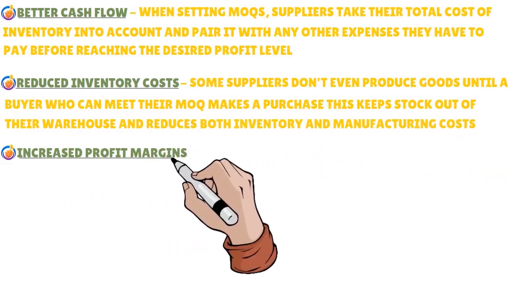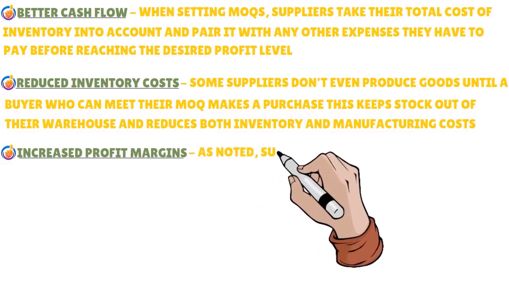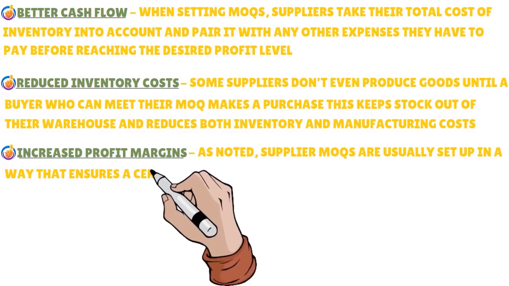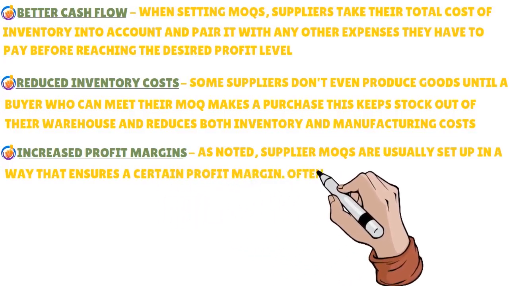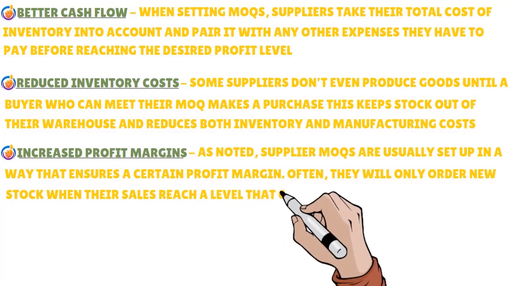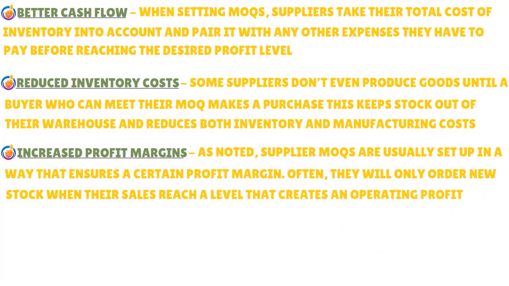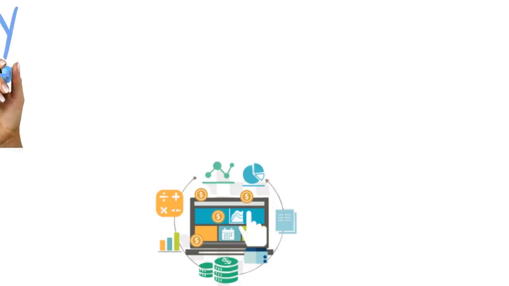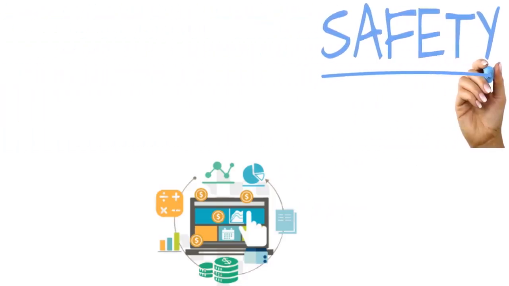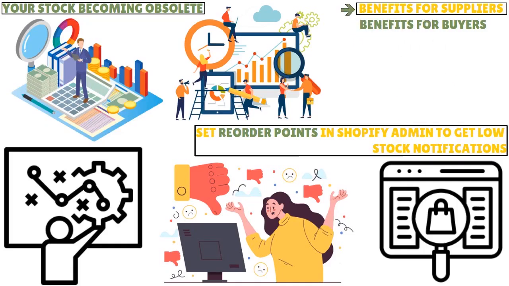You also have increased profit margins. So, as noted, supplier MOQs are usually set up in a way that ensures a certain profit margin, and often they will only order new stock when their sales reach a level that creates an operating profit. That means that even a relatively low MOQ will offer the safety net they need. Okay, so that's a non-exhaustive list of the benefits to suppliers.